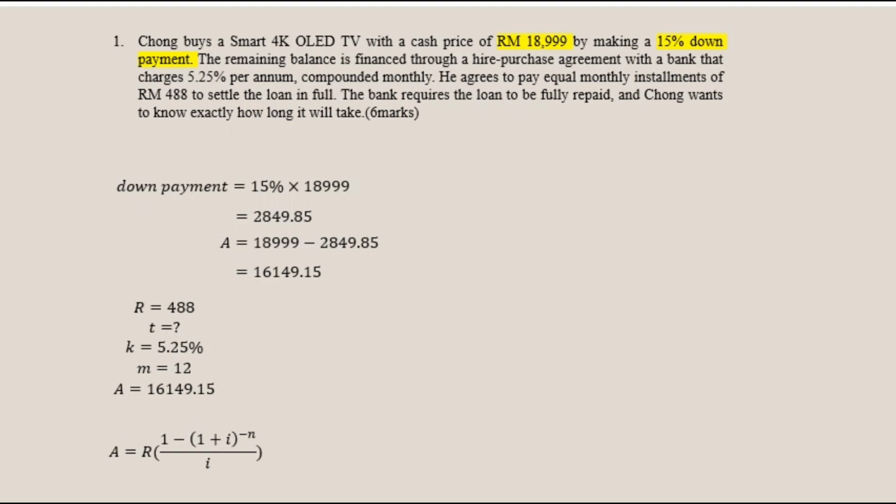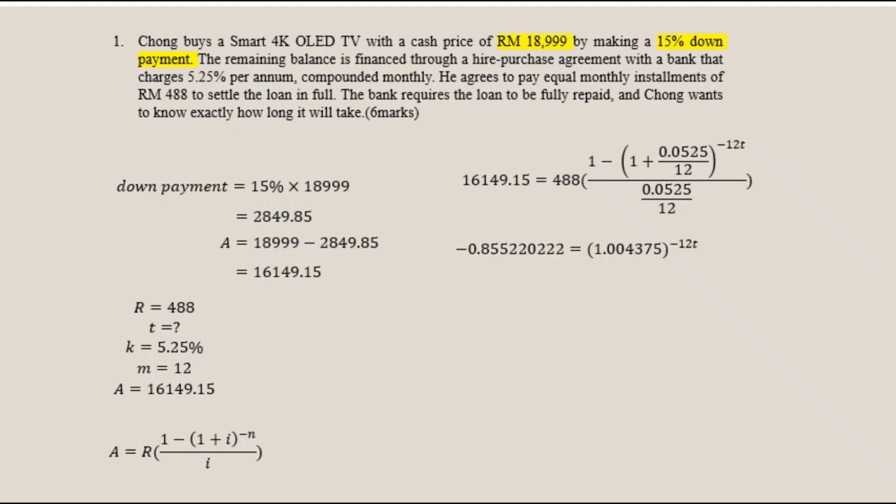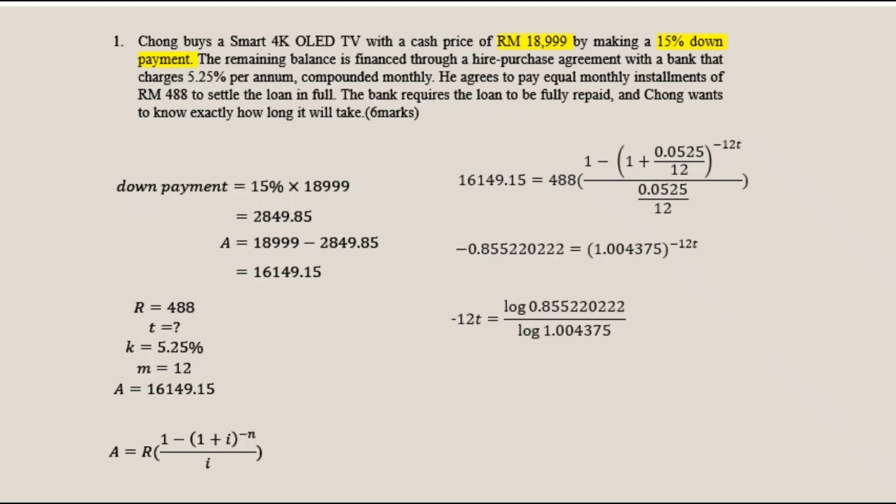So we extract the information and then use the formula A equals R times [1 minus (1 plus i) to the power of negative n] divided by i. After we switch it around and settle the formula, we use log to find the time. And then we got the answer, 3 years.